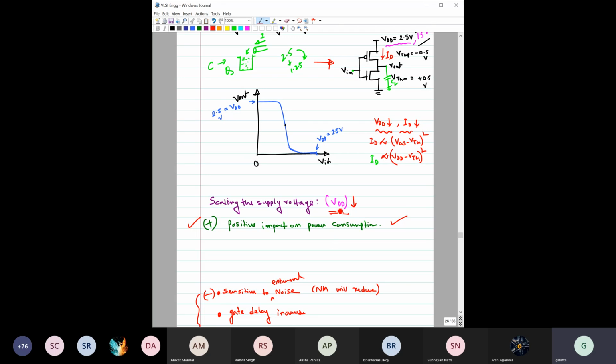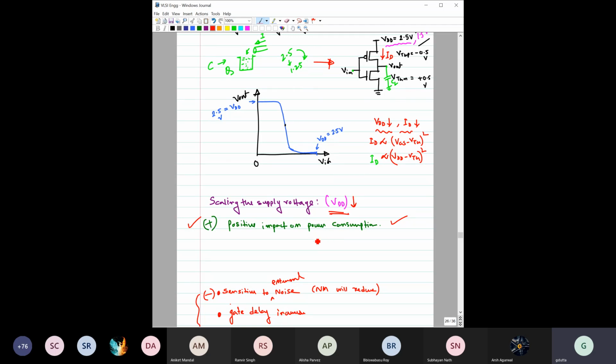So there, the reduction of VDD would be the major thing. But at the same time, we should also know the negative impact when you are reducing this VDD. So these are the negative impacts, but we have to find some common ground. What should be the noise level which is acceptable to us, and what would be the gate delay which is acceptable to us, right?